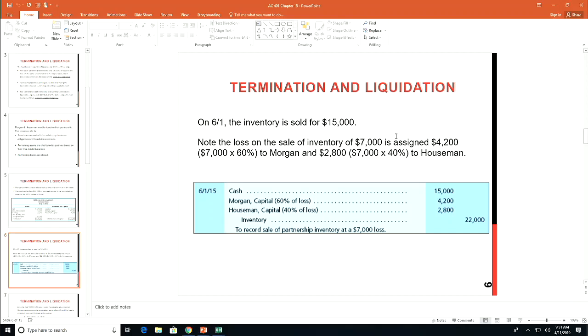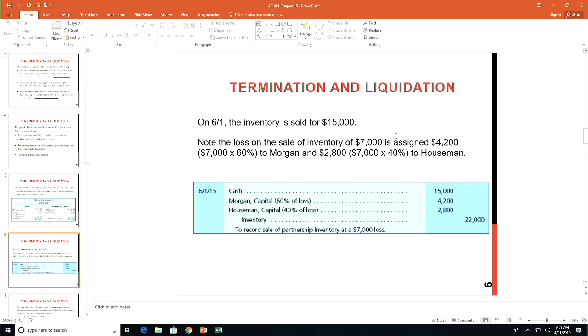Loss. $22,000 inventory. They sold it for 15. What's the total amount of loss? When they sold the inventory, what's the loss? 7,000. Now you have to record it. Remember, you are selling inventory. No longer will you have any inventory or cash, so you have to close the inventory, remove the inventory.